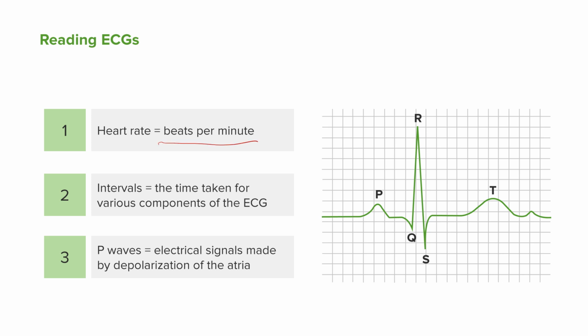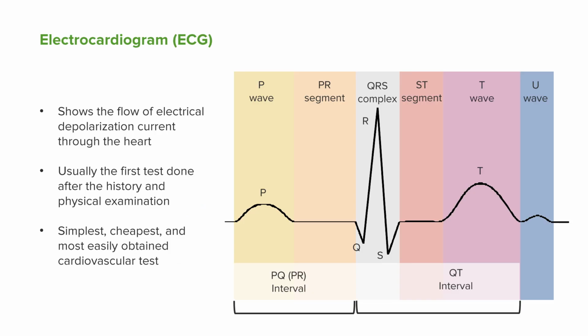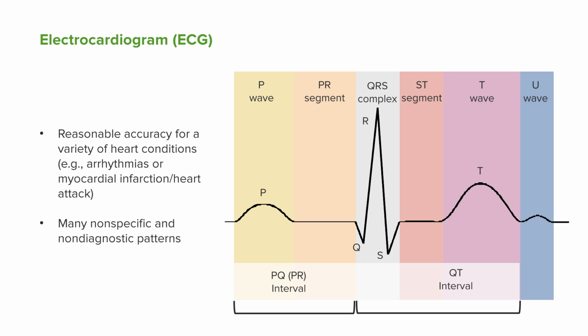Heart rate is the beats per minute, intervals are the time taken for various ECG components, and the P wave is the electrical signal made by the depolarization of the atria. So the ideal ECG shows the flow of the electrical component, the depolarization current. It is the first test to be done, and it is the simplest and cheapest test. It is accurate to identify any arrhythmia, myocardial infarction, or heart attacks.